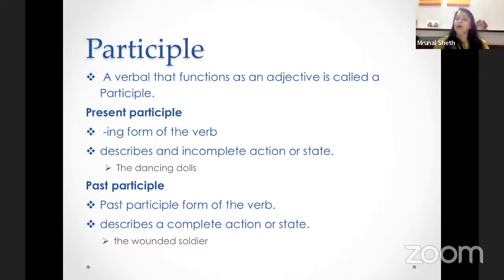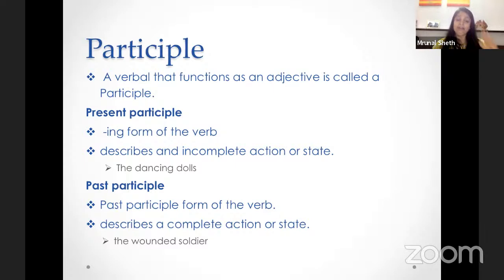So the dancing dolls. A doll is still considered a dancing doll. So that action is still going on, that is the state of a doll, and it is dancing. The doll which keeps on moving, they are called dancing dolls, right? They keep on doing that. It hasn't ended.